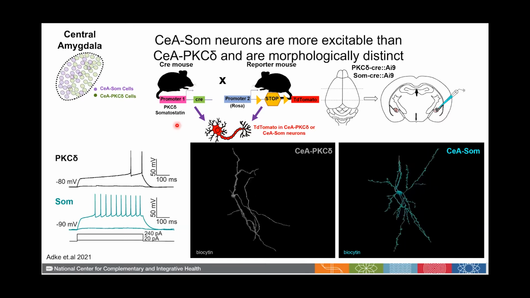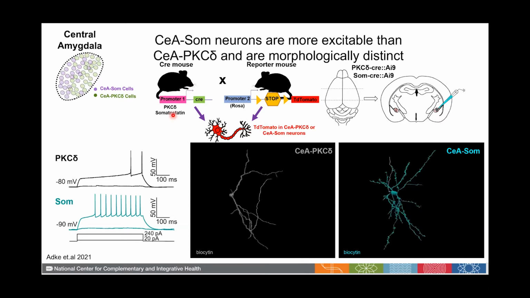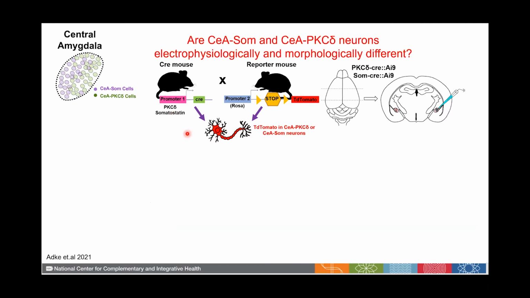Cre mice for PKC delta or somatostatin, coupled with reporter mice, and that allows us to visualize the PKC delta and somatostatin neurons by the fluorescent protein. And then we also couple this with slice electrophysiology, and we add biocytin inside of the internal solution so that then we can morphologically reconstruct the neurons and look at their morphological properties.